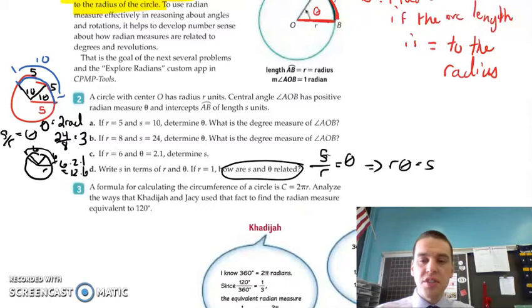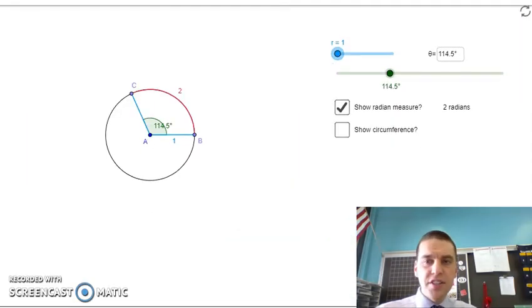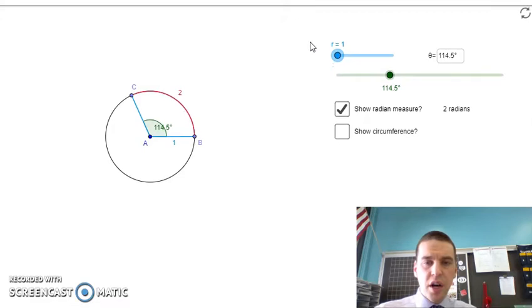Let me show you something else here. Here's an example of a radius being 1. So the radius is 1 here, and the arc length is 2. Since the arc length is double the radius, the angle measure is 2 radians.